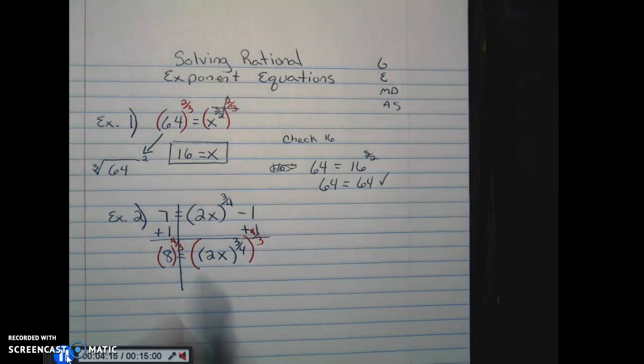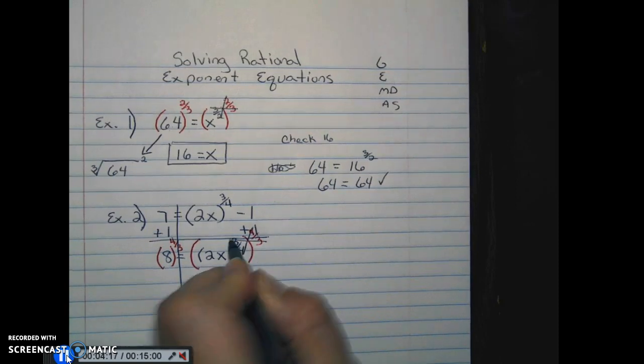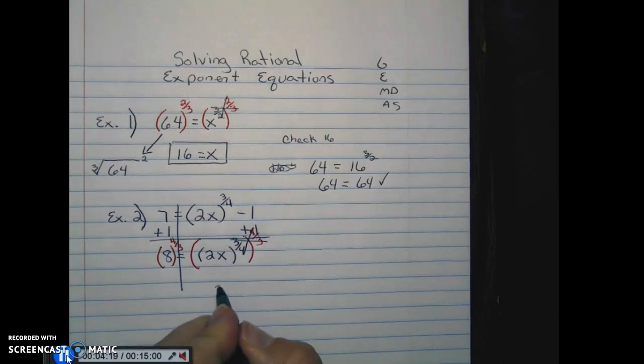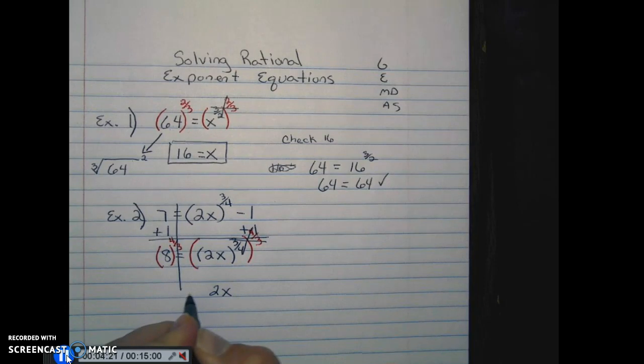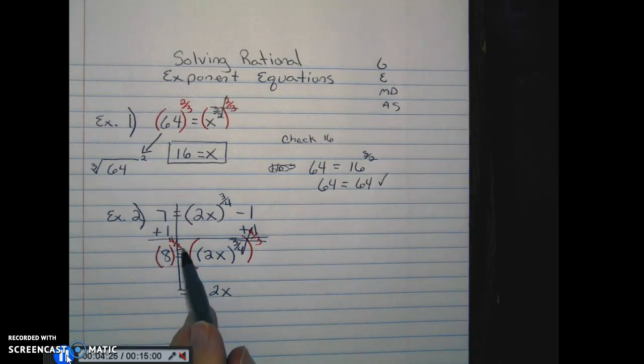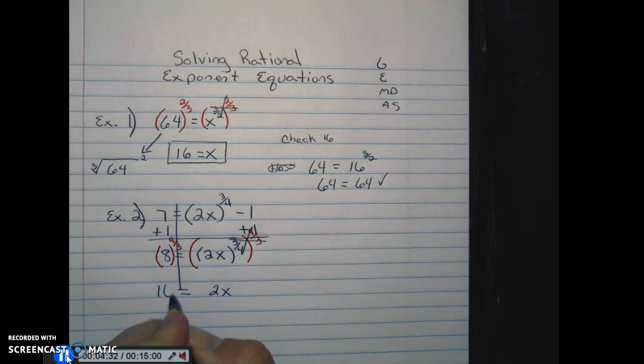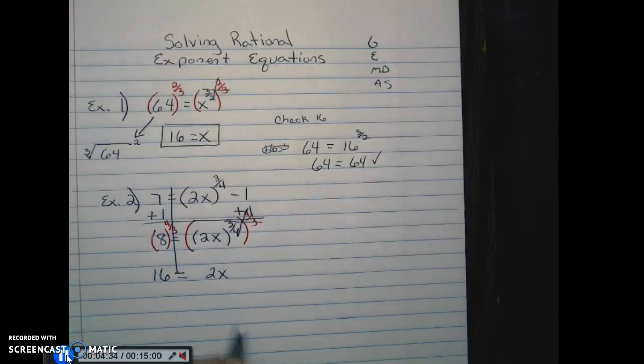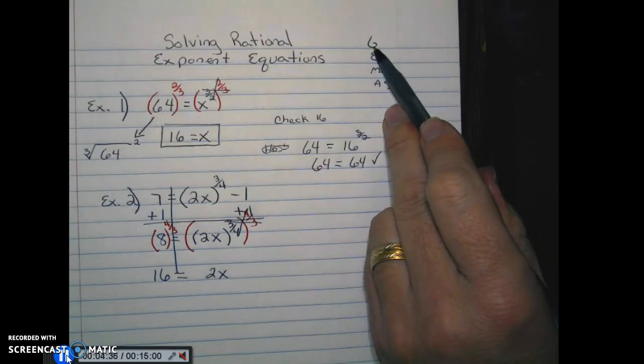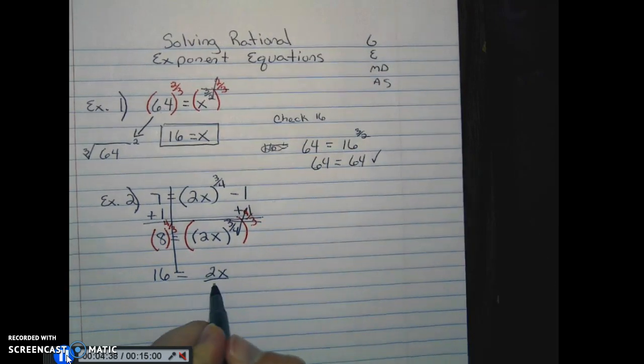Okay, so that cancels out our rational exponent, leaving us with 2x equals, and let's go ahead and see if we can simplify this. So the cube root of 8 is 2, and 2 to the 4th power is 16. And now we're inside the grouping symbol, so we're going to undo the multiplying.